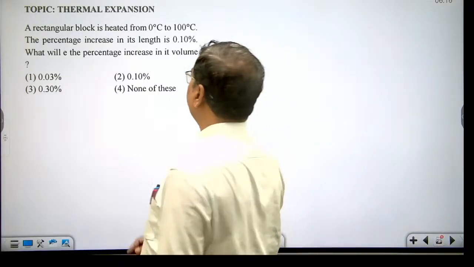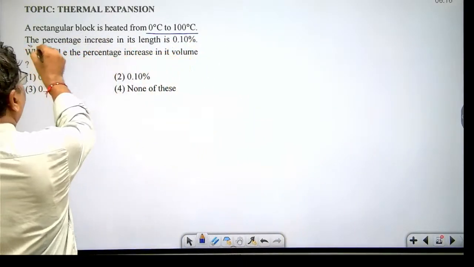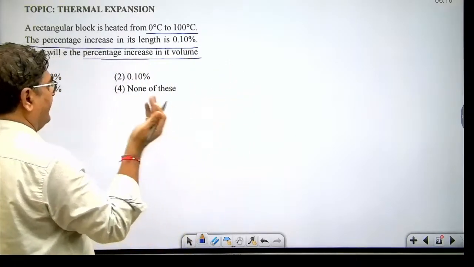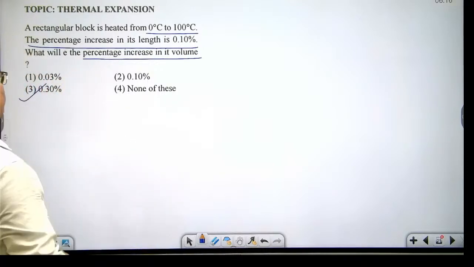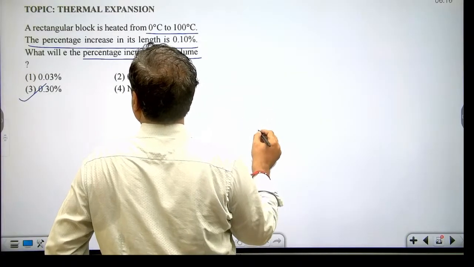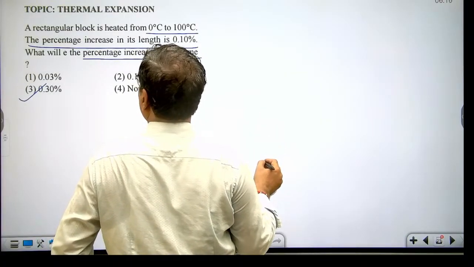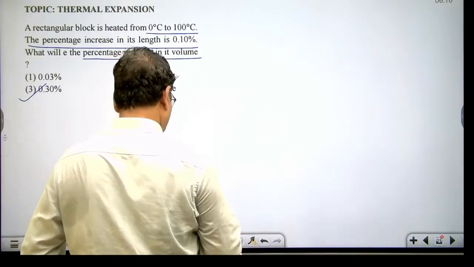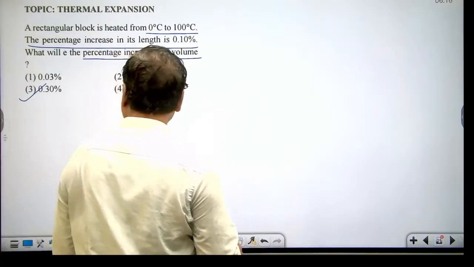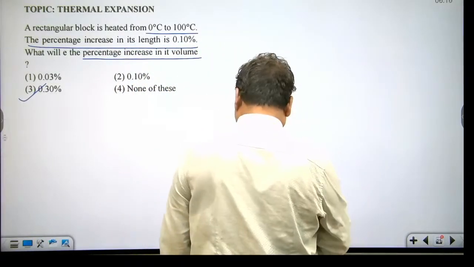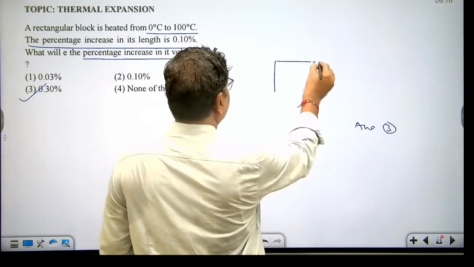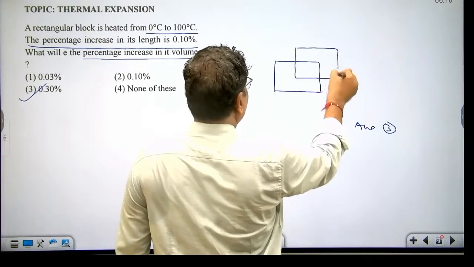A rectangular block is heated from 0 degree centigrade to 100 degrees. The percentage increase in length is 0.1%. What will be the percent increase in volume? If it is a cubical shape, then definitely it will be 0.3%. But in the question, it is given a rectangular block. Okay. Definitely some height will be there. So we can take 0.3% out of 4 choices. The correct choice is option 3. We have assumed this block like this, a rectangular shape.